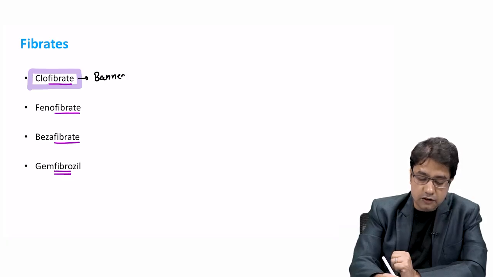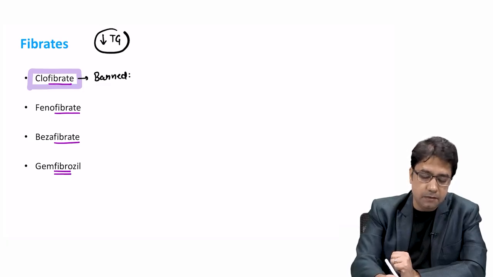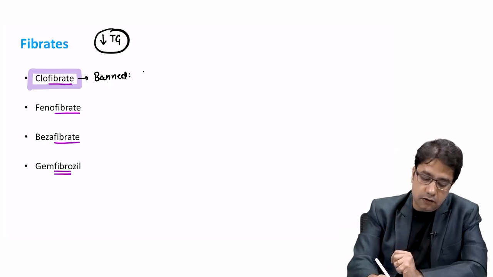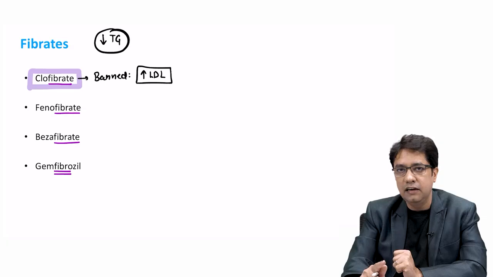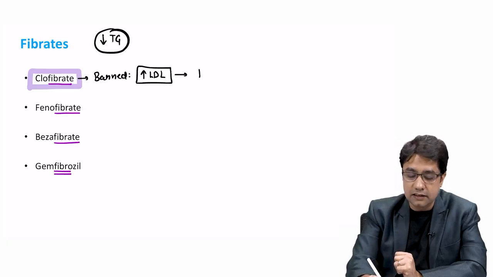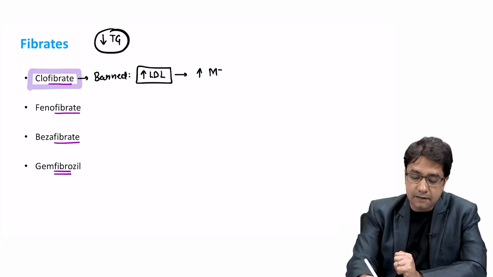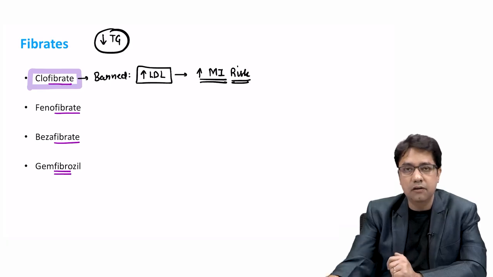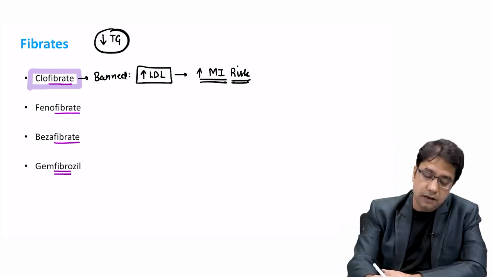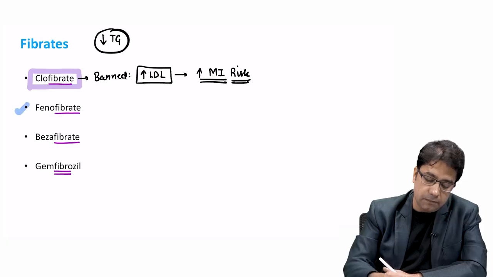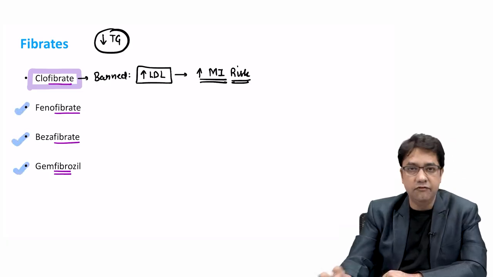The reason was clofibrate was reducing triglyceride level in the blood, that we know, but it was increasing LDL level. And LDL contains cholesterol. Cholesterol can lead to atherosclerosis. Atherosclerosis can lead to MI. So because of the risk of myocardial infarction, it got banned. So now available drugs in the market are fenofibrate, bezafibrate and gemfibrozil.